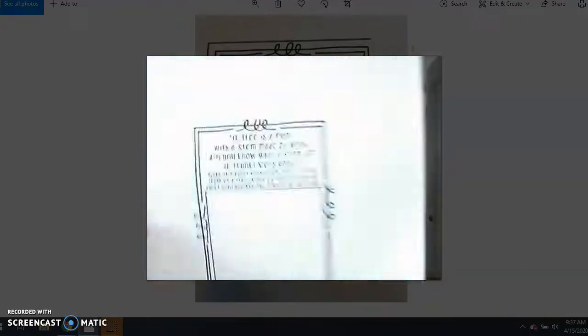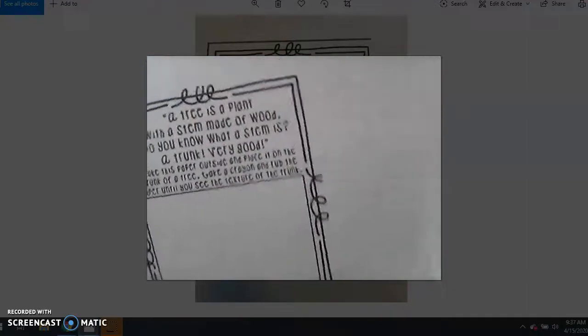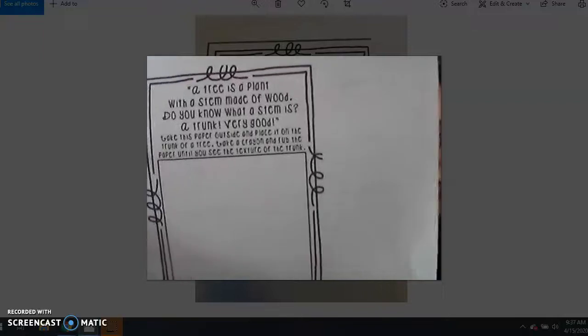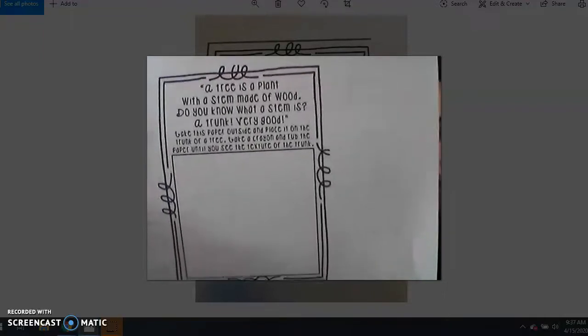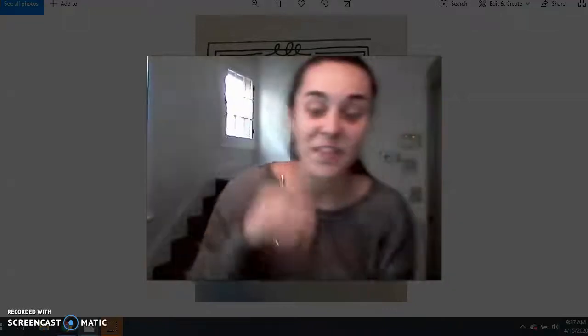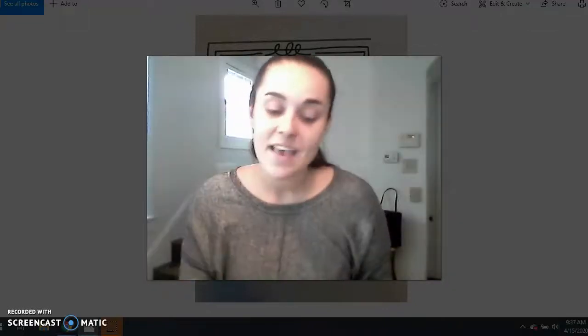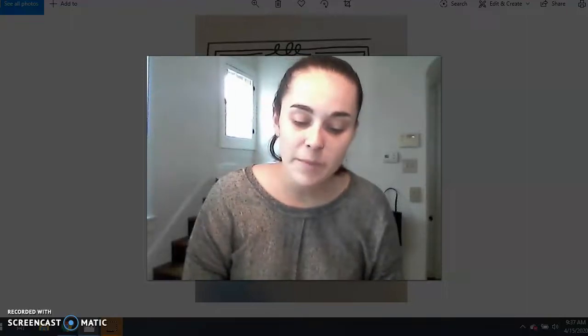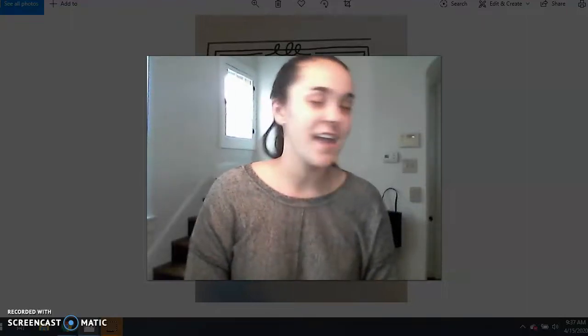When you are finished with that, here is the fun part. You need to find this page right here that says, a tree is a plant with a stem made of wood. Do you know what a stem is? A trunk. Very good. Take this paper outside and place it on the trunk of a tree. Take a crayon and rub the paper until you see the texture of the tree. I cannot wait to see you guys do this.